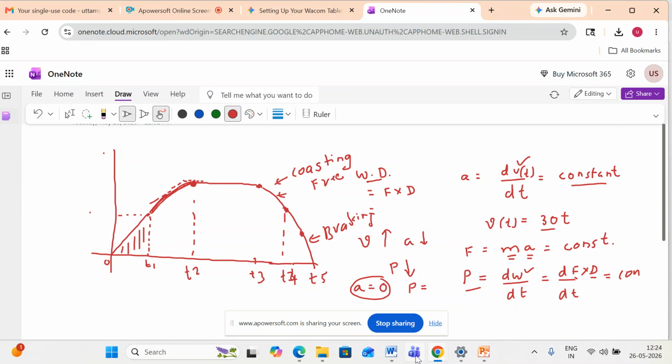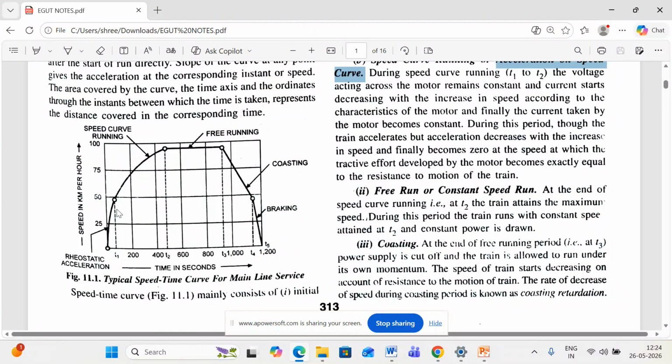So you have to understand this speed time curve, a typical speed time curve, and what it shows. It shows the velocity with respect to time, and the train undergoes various phases: the initial phase, then free run or constant, then coasting, and then braking. During these phases, the vehicle moves at different accelerations, so the power drawn from the motor will be different. This is a typical speed time curve that you have to understand.